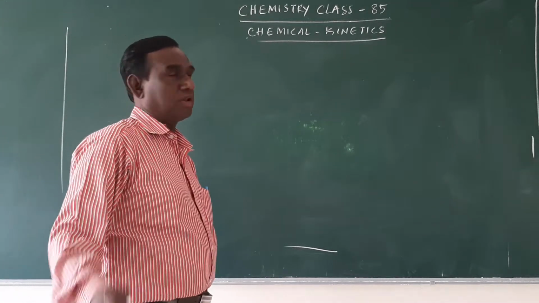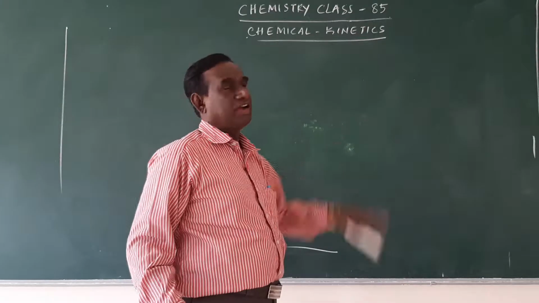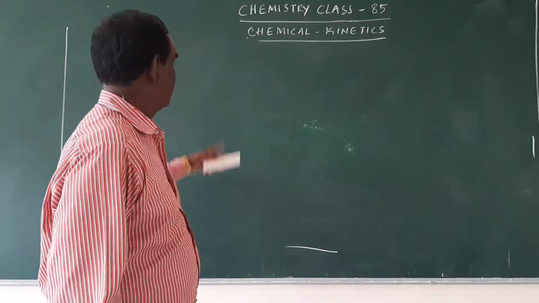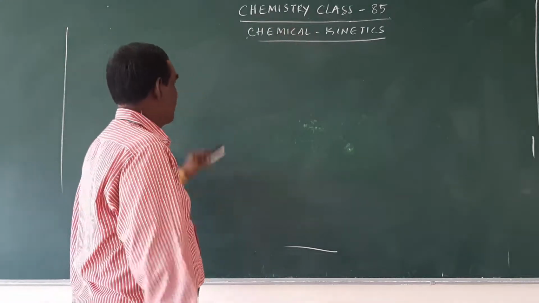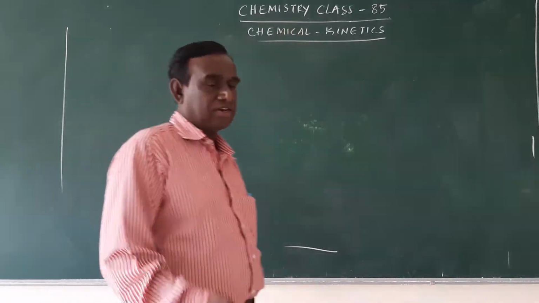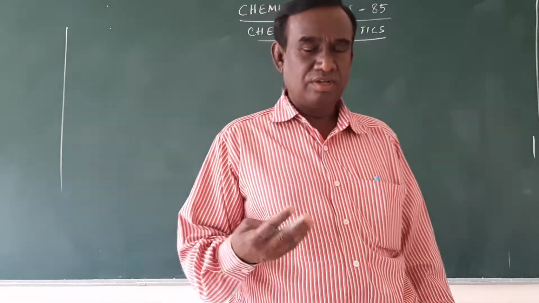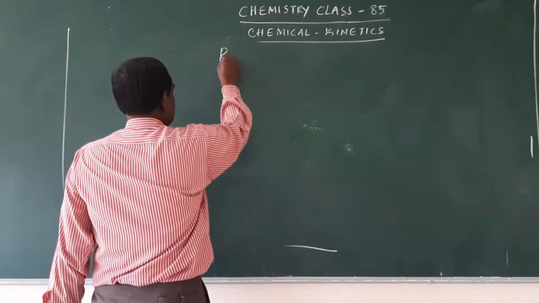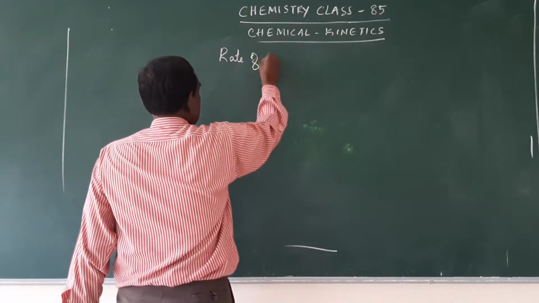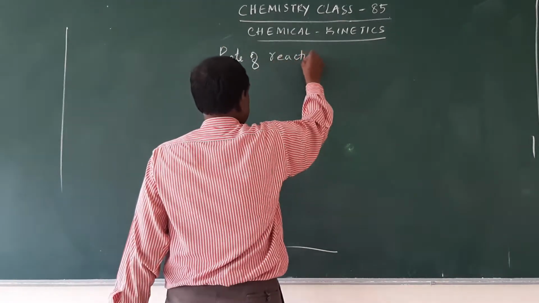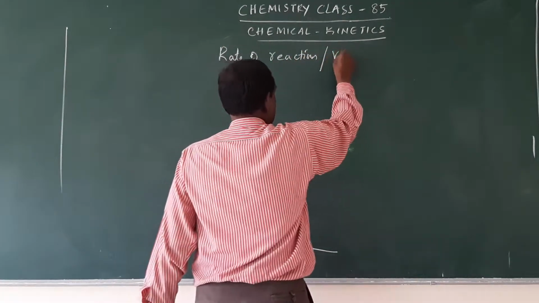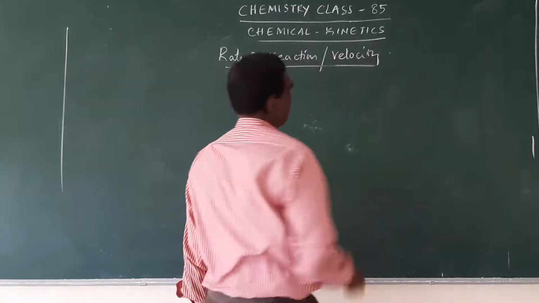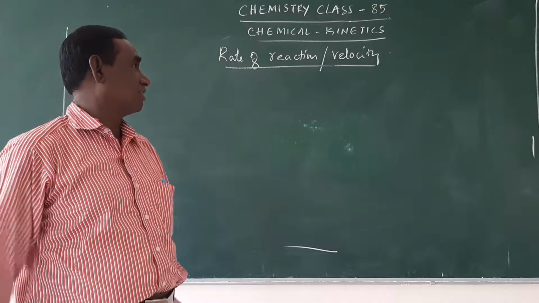Students, welcome to chemistry class number 85, and today we are going to take a new chapter, that is chemical kinetics. Chemical kinetics is a branch of chemistry which deals with the study of the rate of chemical reaction. Rate of reaction is also called the velocity of reaction. Both are the same.